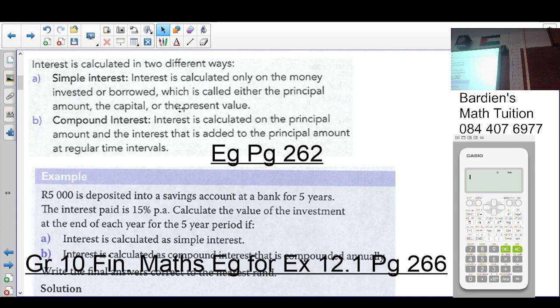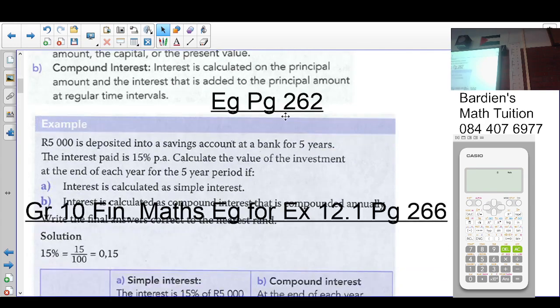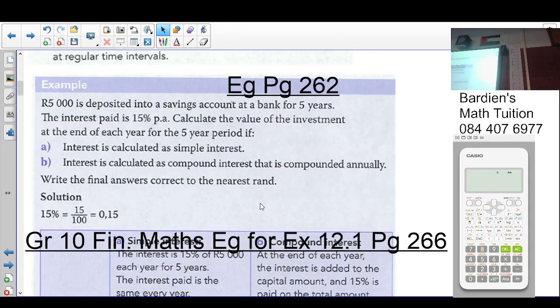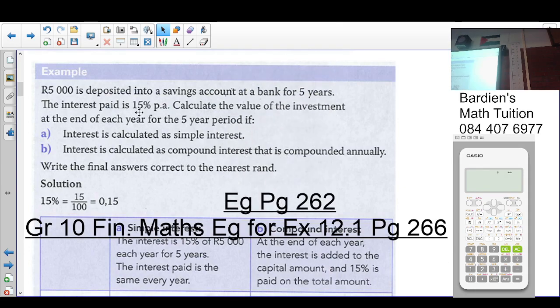For grade 10, I think it's only compound interest compounded yearly. But in grade 11, the interest changes to a different compounding. So let's look at this example here. This is how we did it in grade 9.